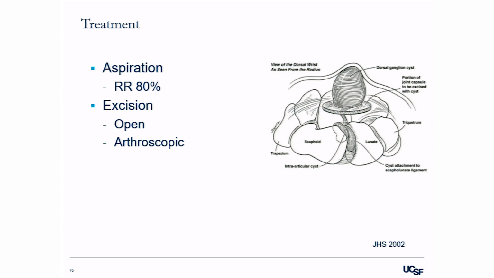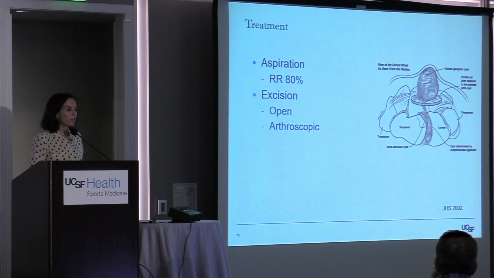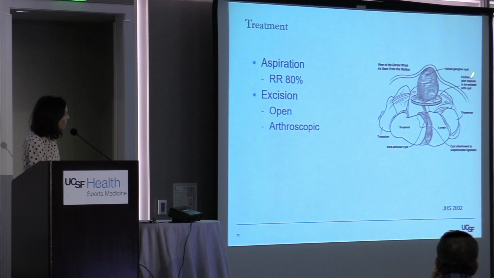So treatment: aspiration has a recurrence rate of 80%, versus excision, where open and arthroscopic have a recurrence rate in the literature of somewhere between 10 and 20%. So it's still pretty high. And you can see here, this is a nice picture showing that we have to track it all the way down here. This is the scaphoid, lunate. This is the SL ligament. That's where it's coming from. And then we just burn this a little bit.